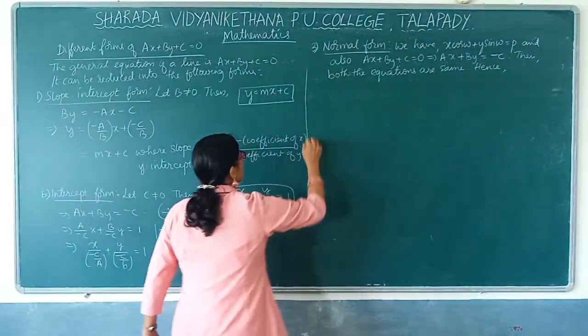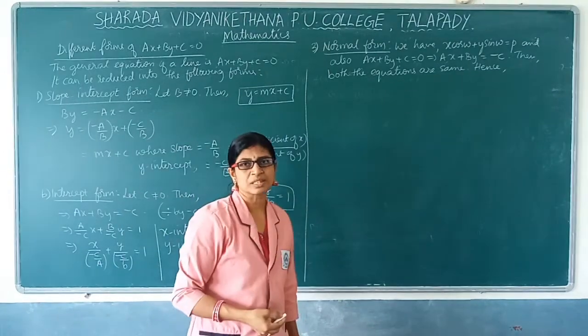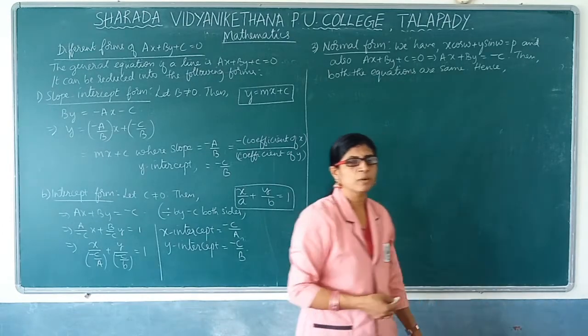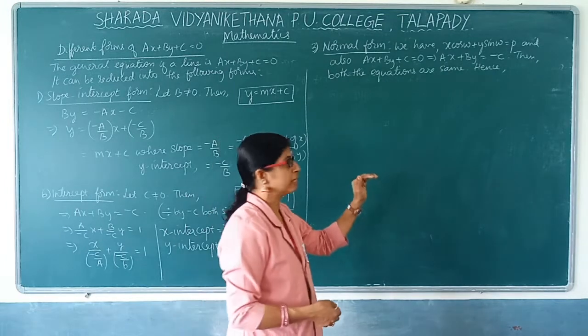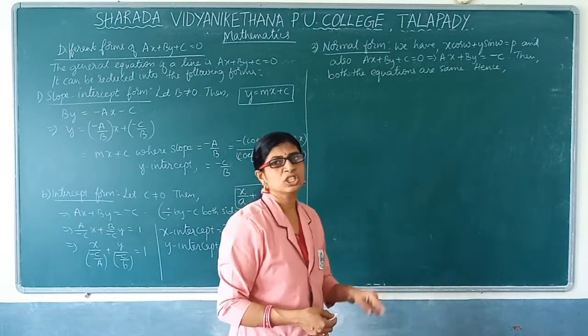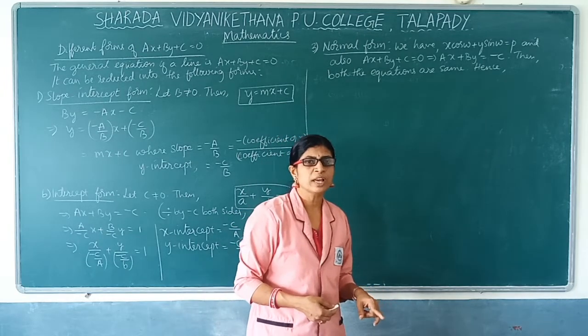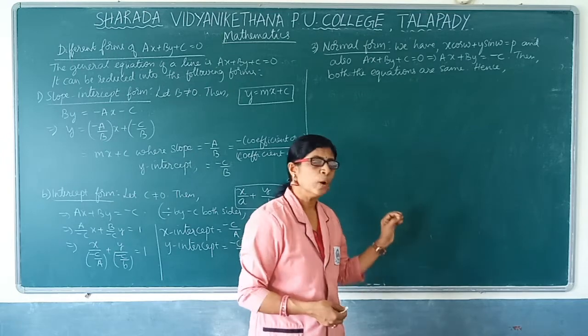Now we will go to the normal form of the equation of a line, which is reduced from the general form. So I have already written, we have the normal form. What is the normal form of the equation of a line? When the perpendicular distance from the origin to the line is given, that is nothing but p, and the inclination of the normal is given, that is nothing but omega. The normal form is x cos omega plus y sin omega is equal to p.